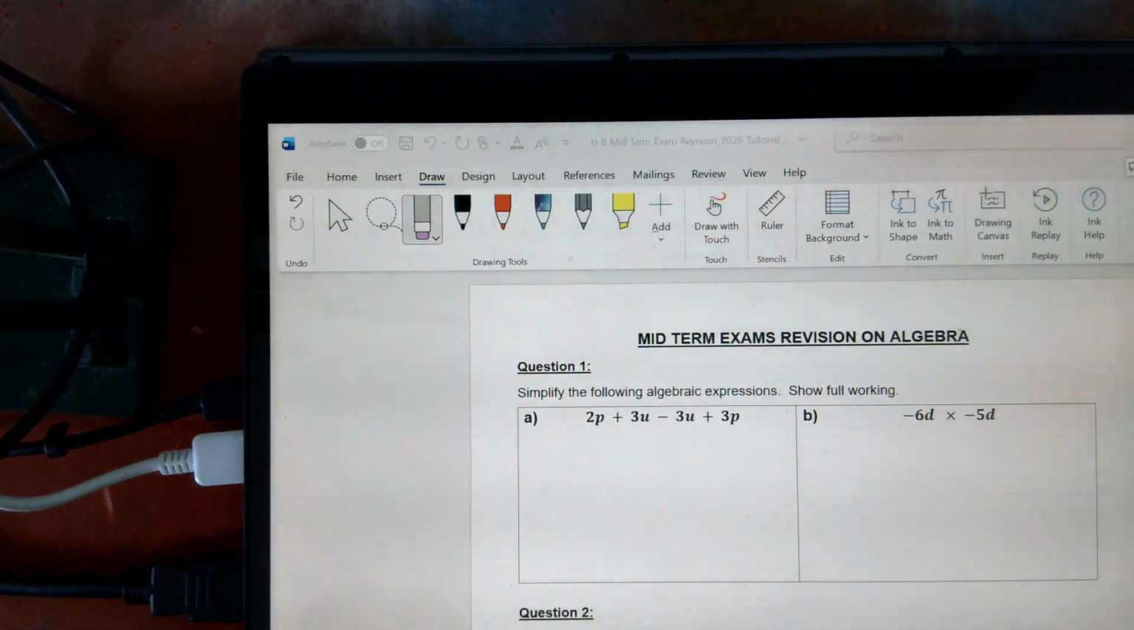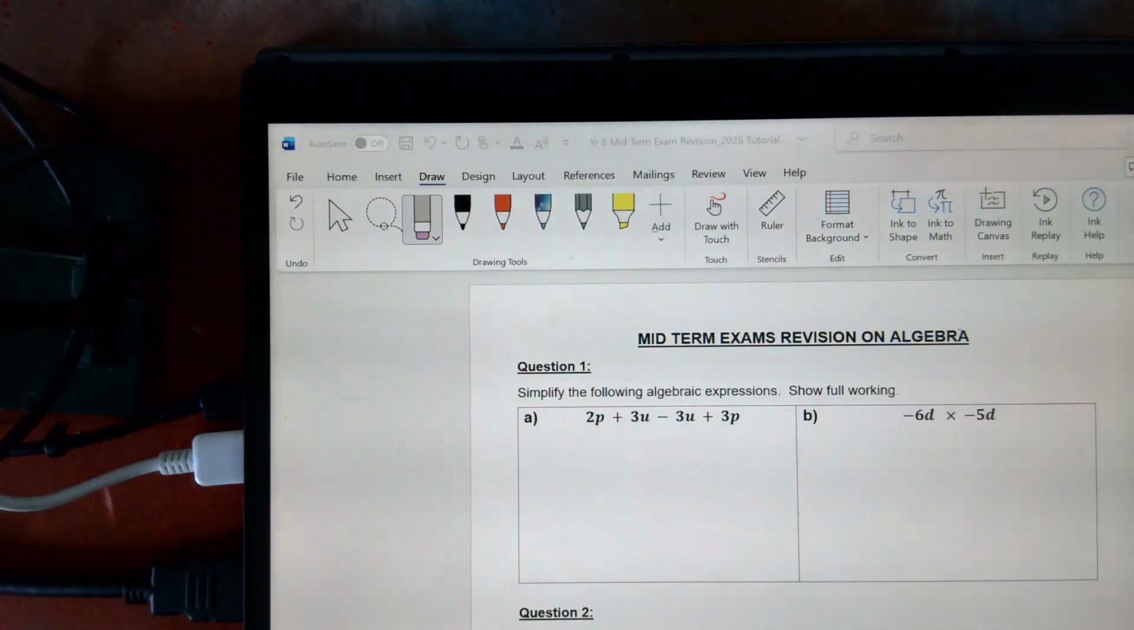Alright, so this little video is to help you with the revision sheet if you are struggling. I'm just going to go through every question in as much detail as I can to help you with your exam coming up. So the first question says simplify the following expressions, show full working.